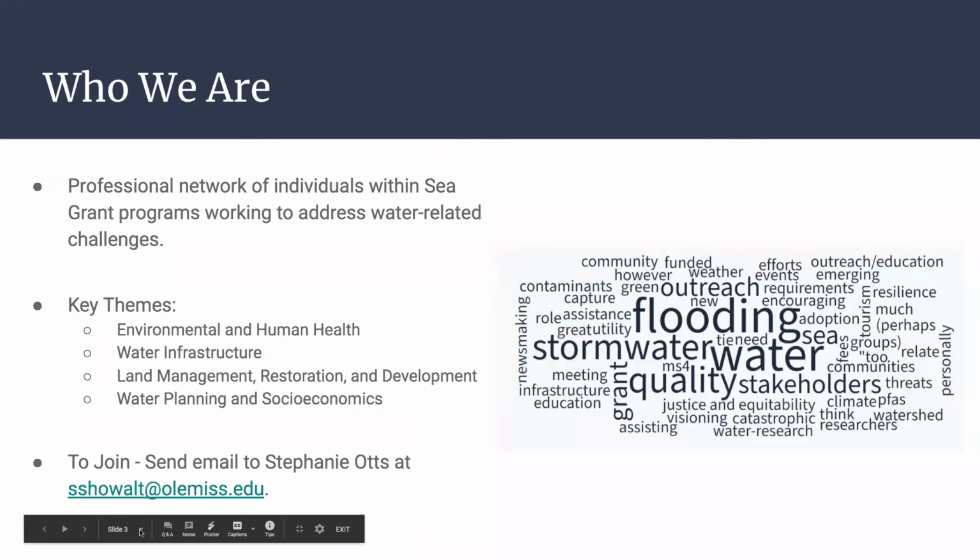We have been working for a couple of years to do strategic visioning around water issues in Sea Grant. Some of our key themes that have emerged are around environmental and human health, water infrastructure, land management, restoration, and development, and water planning and socioeconomics. We have about 50 people within the Sea Grant Network as part of the team right now, but we welcome participation from anyone in the Sea Grant Network. If you are interested in learning more about the Water Resources Vision Team or joining us in our activities, please send me an email at the email address noted on the screen.